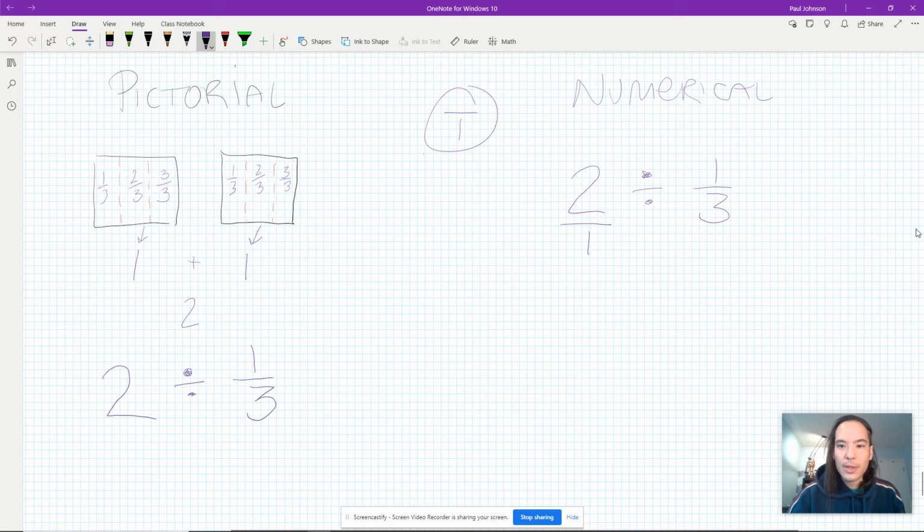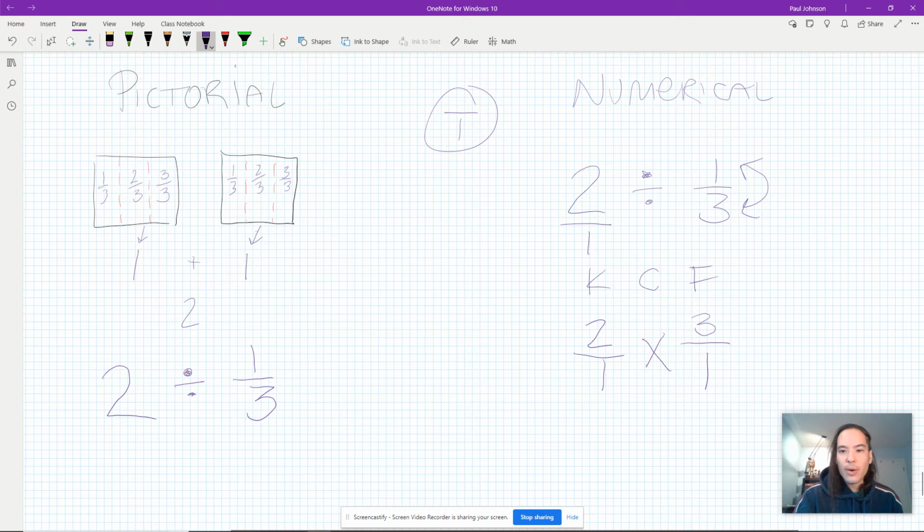All right. So, next thing we're going to do is keep, change, flip, because that is our division of fractions rule. You keep the first fraction exactly the same. You change the sign from division to multiplication. And you flip that second fraction, finding the reciprocal: you put the denominator on top and the numerator on bottom.